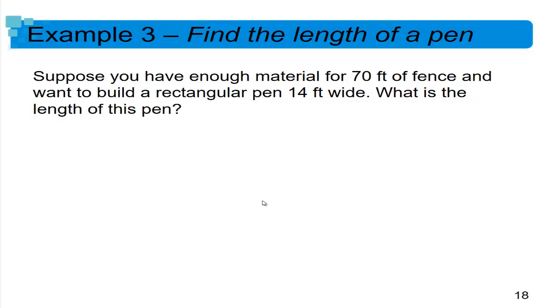Even if we have a word problem, it's still pretty easy. All you want to do is draw a picture. And once you draw a picture, it makes it really easy. So if you have a rectangular pen that's 14 feet wide, and you have enough material for 70 feet of fence, and they want to figure out what the length is, well, you know, if it's 14 feet wide, you're going to have 14 feet on one side, 14 feet on the other side.